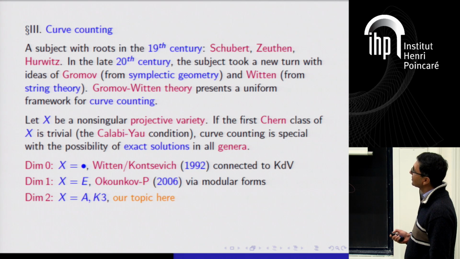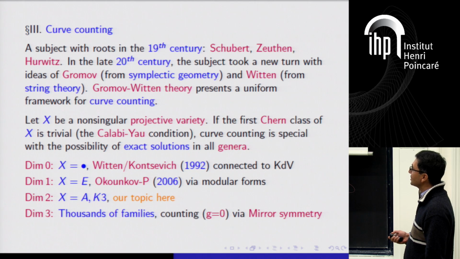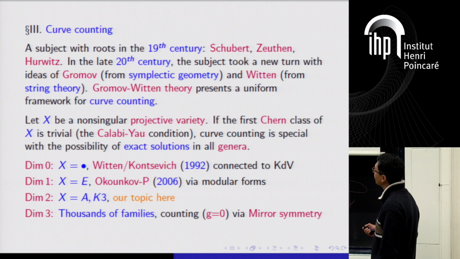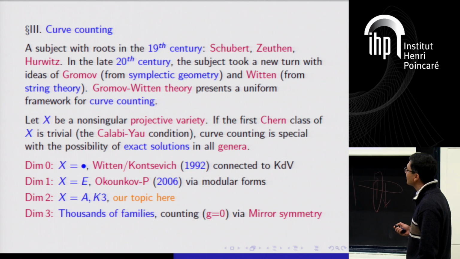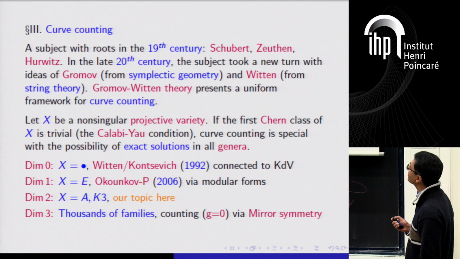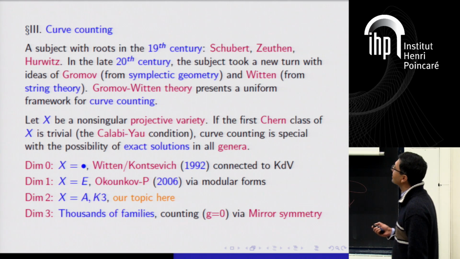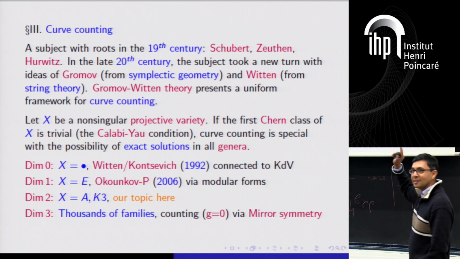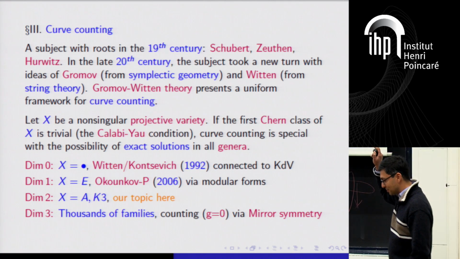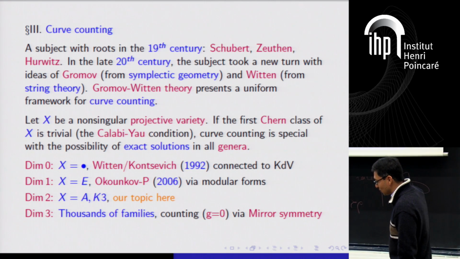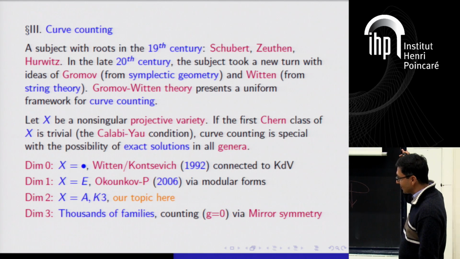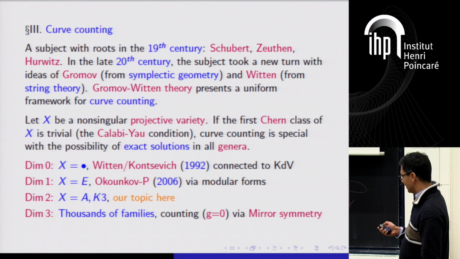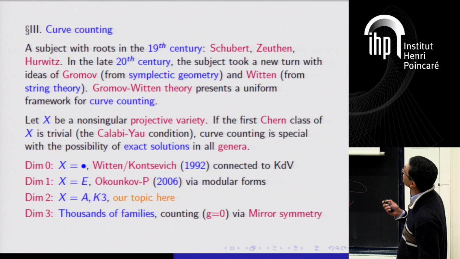So one expects this possibility of exact solutions in this case. Of course, dimension 3 is Calabi threefolds. There are thousands of families of these, and there are more or less exact solutions for genus 0 rational curve counts. In higher genus, this is kind of an open subject. I will make some comments about this later. But this is how K3 fits in this world: in these special geometries, you expect the curve counting problem to have exact solutions. And this is part of the departure from the world of Schubert, Zeuthen, and Hurwitz.